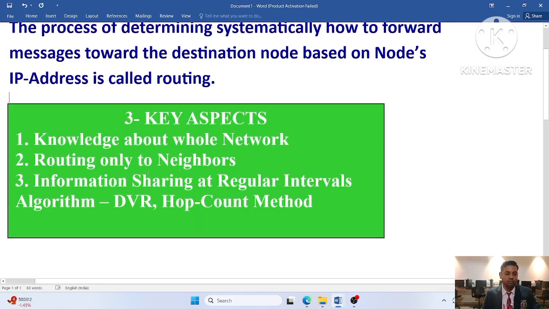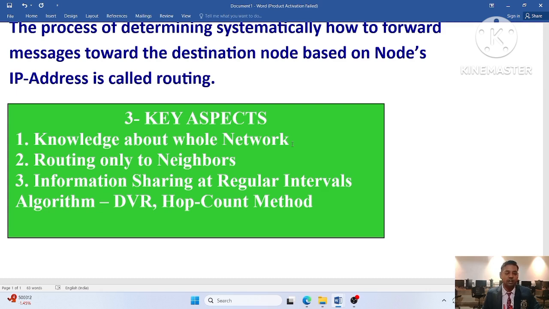First we have to know the key aspects of distance vector routing. The three basic aspects are: each router has knowledge about the entire network. Every router in a network has knowledge about the other routers in the network. The second key aspect is that it shares its routing table only with its neighbors, the neighboring routers.